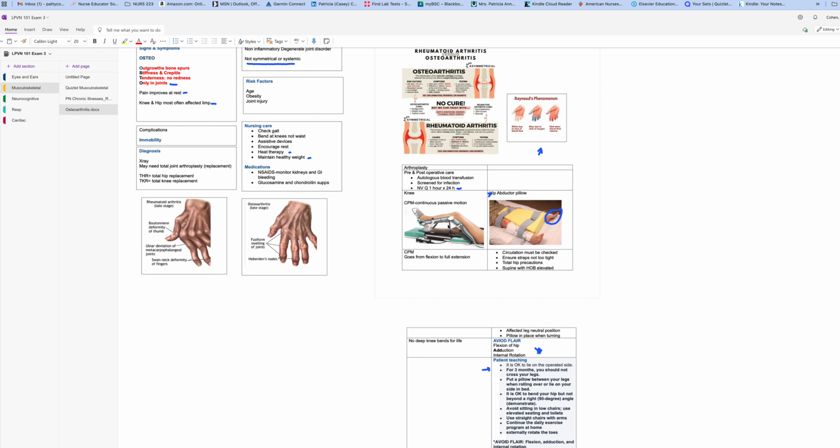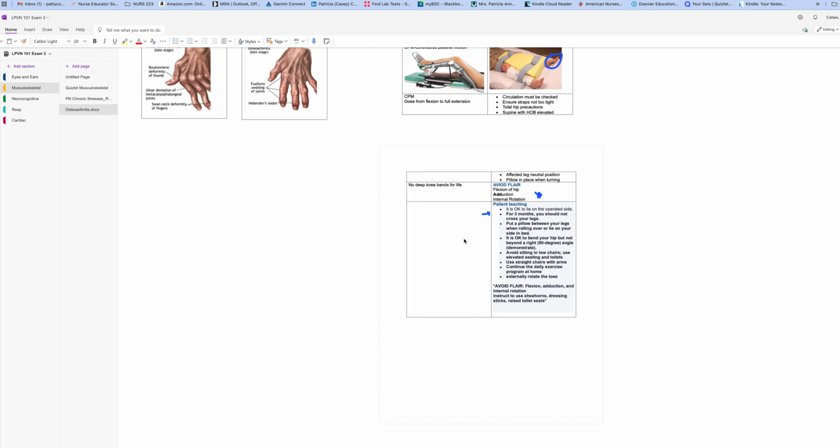We're going to do neurovascular checks, Q1 times 24 for both total knee replacement and total hip replacement. So hip arthroplasty is a total hip replacement, and knee arthroplasty is a total knee replacement. So make sure you know the difference. Make sure you know the implications, the patient teaching after, okay?